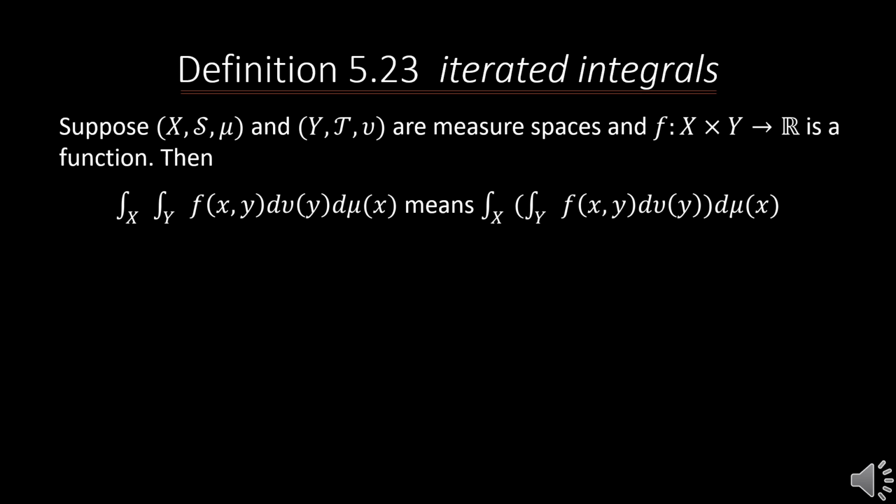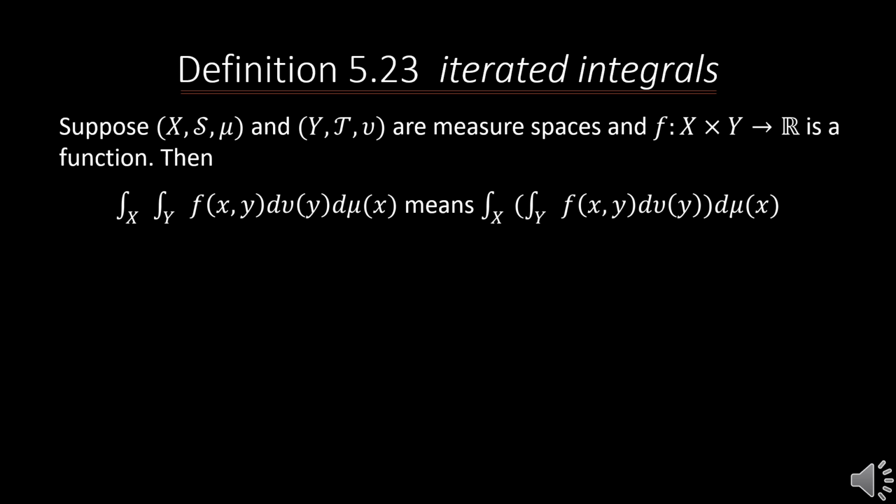We'll return to the notion of a sigma finite measure in just a moment. However, definition 5.23 is relevant in that it secures some of the intuition that we have from Calculus 3. Definition 5.23 is about iterated integrals. We suppose that X, S, mu and Y, tau, nu are measure spaces, and that f maps a coordinate pair x, y to a real number. We don't require this to be an S measurable function, just that it be a function.